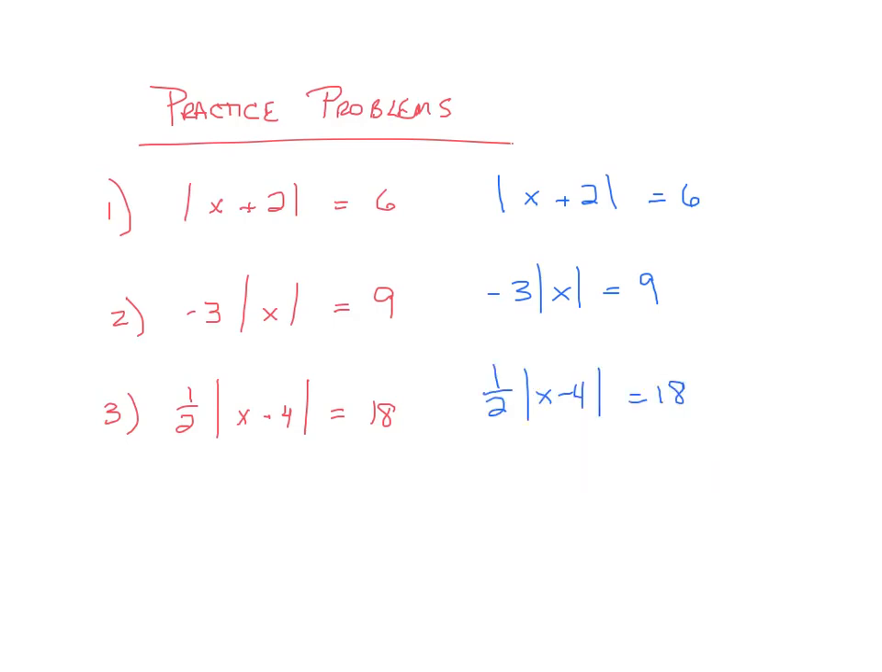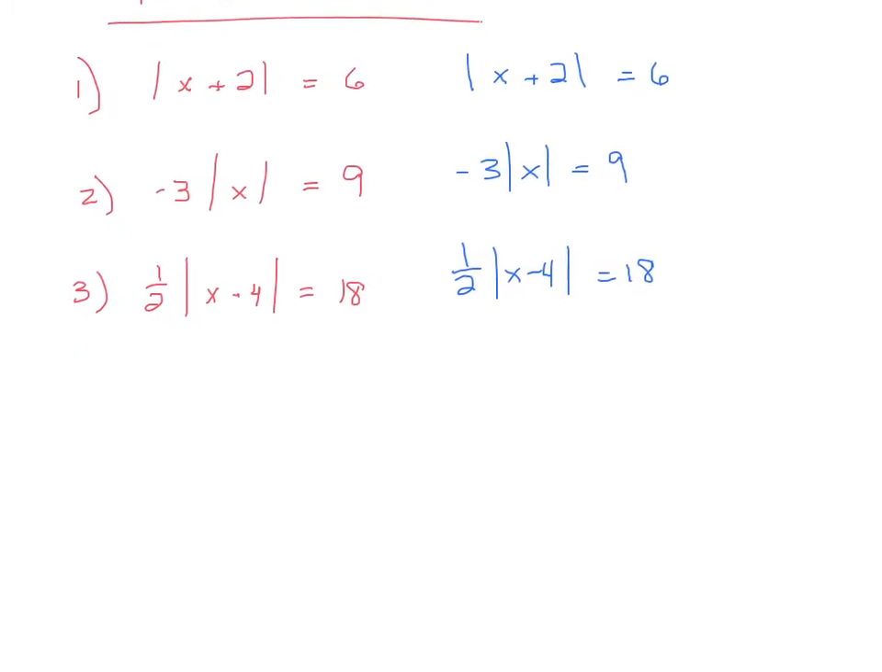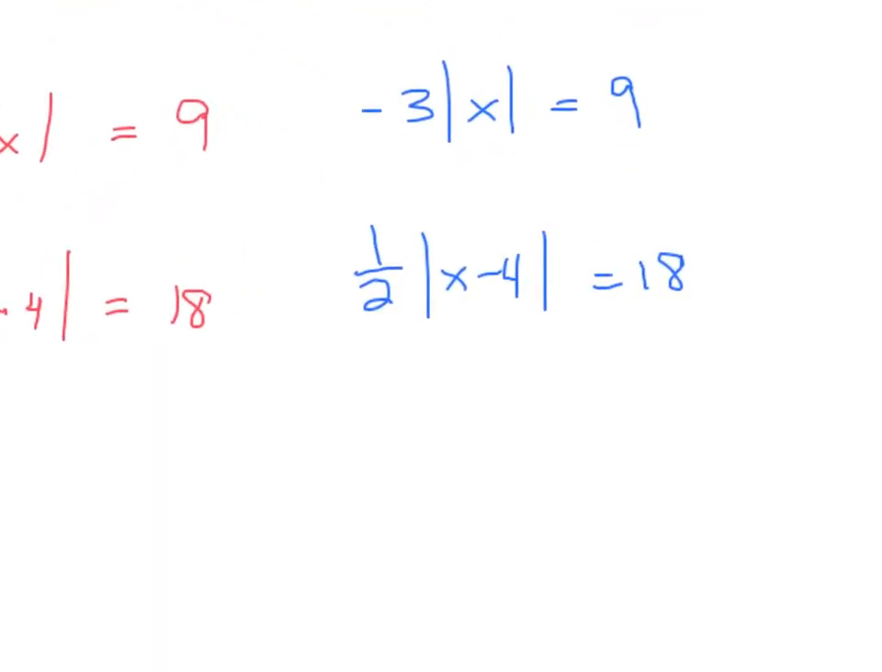Last problem. We're going to take a look at this one. We have 1/2 x minus 4 is equal to 18, and we're going to get rid of everything on the outside. So to get rid of 1/2, we could divide by 1/2 or multiply by its reciprocal, much preferred. We have 18 times 2, which is 36. We're going to check to make sure it's positive. It is, so we're good to keep going.